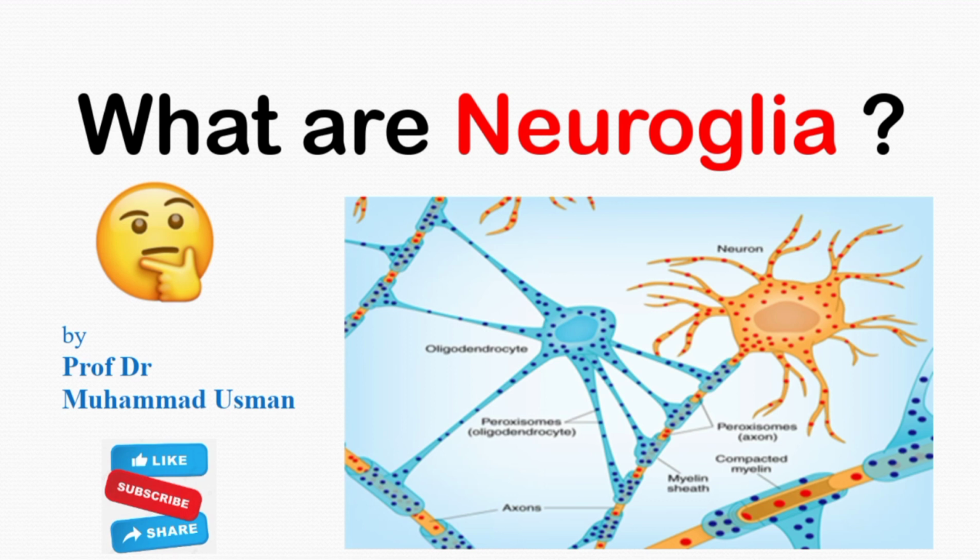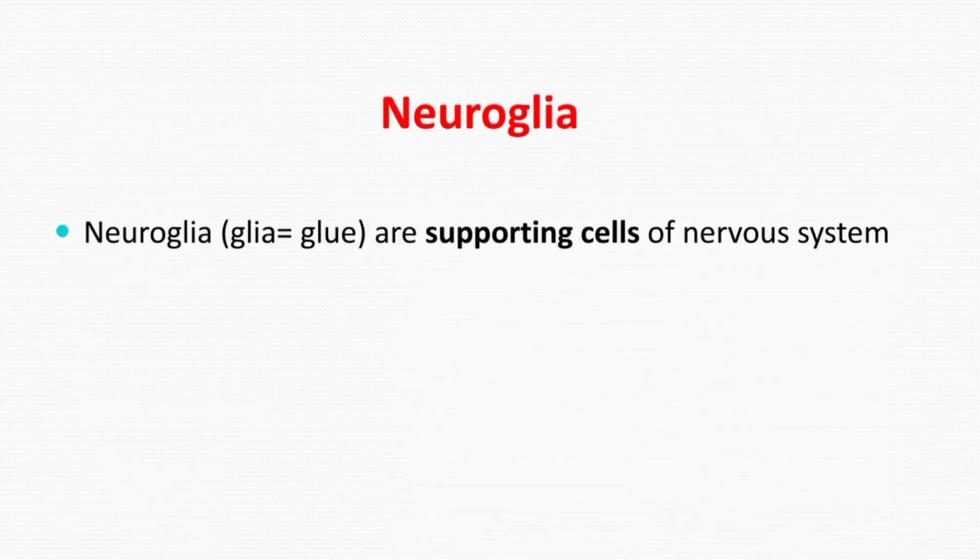Today we are going to discuss neuroglia. Now, what are neuroglia? Neuroglia are basically supporting cells in our nervous system. These are the cells which support the major components of the nervous system, that is neurons. They provide a supporting network and have key differences from the neurons.